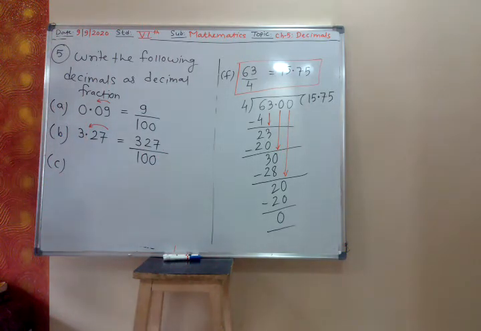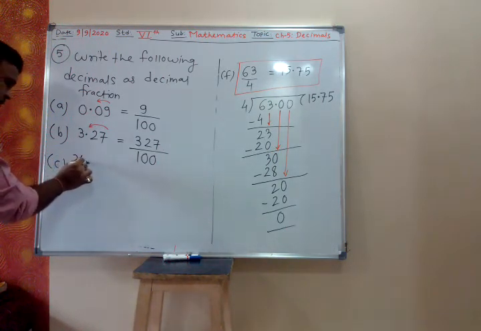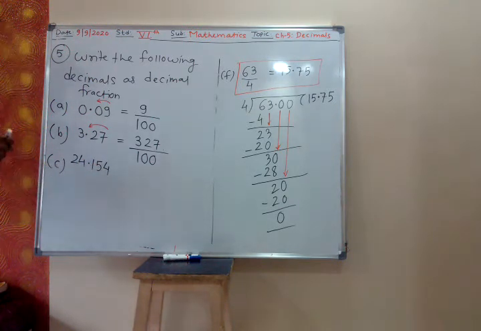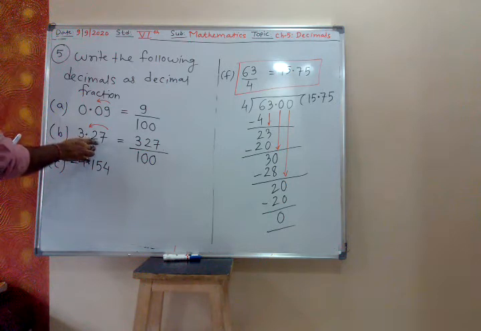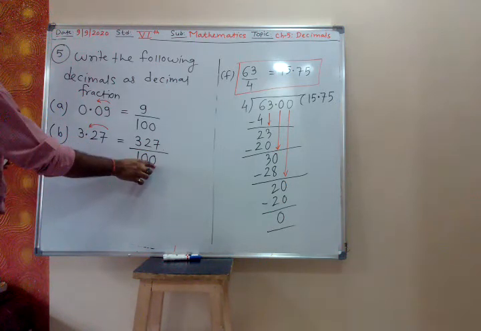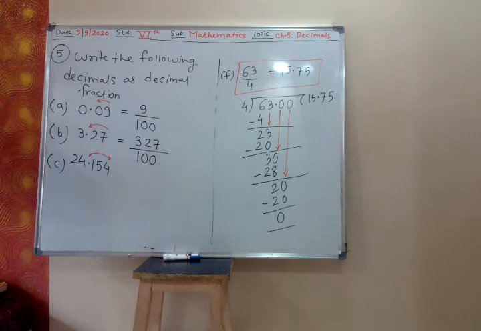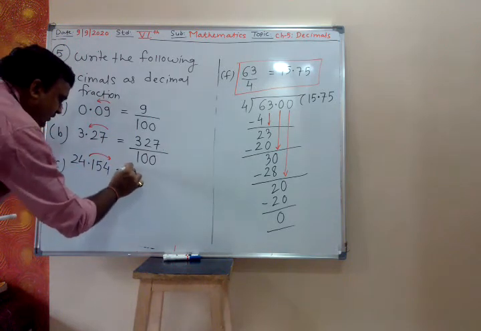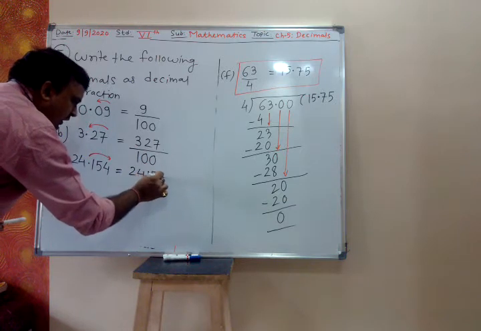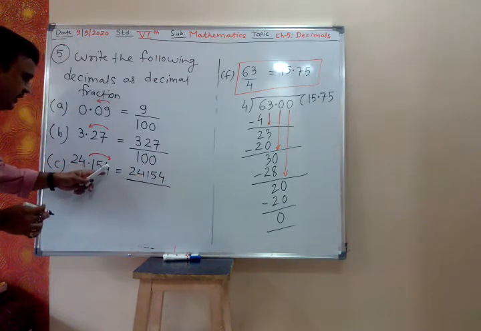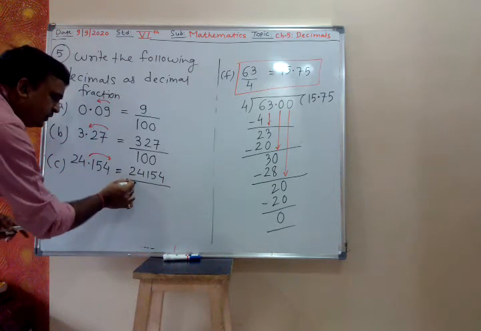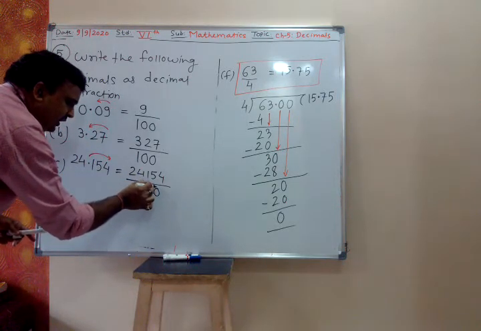Then C, 24.154. We have removed the decimal, and after decimal there are 3 digits. Now we remove the decimal: 24154, and after decimal there are 3 digits. 1, 2, 3. So in the denominator we want 3 zeros. So that means we have to divide by 1000.